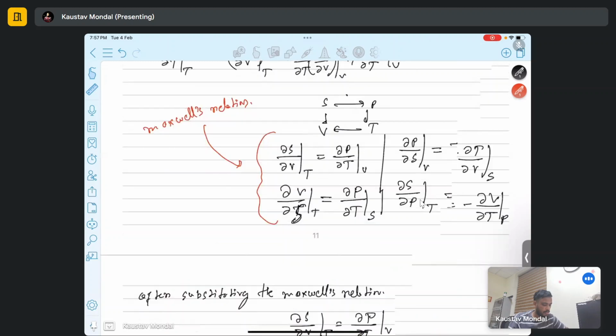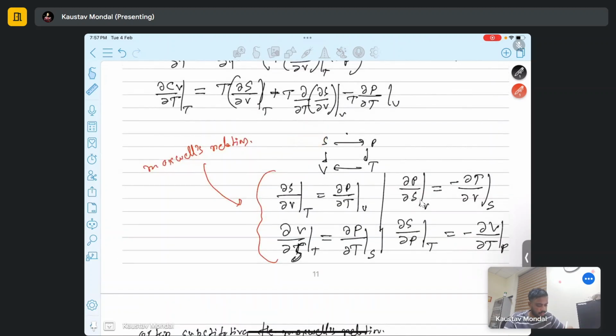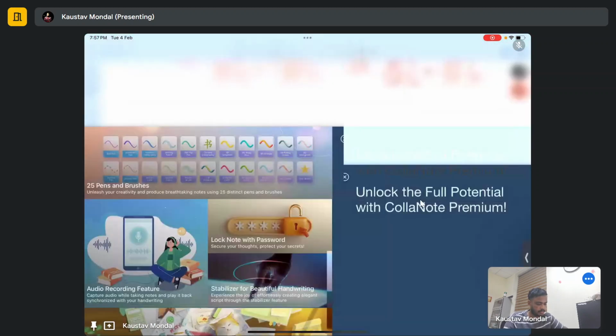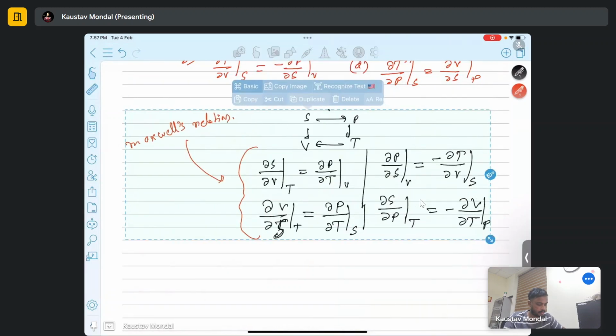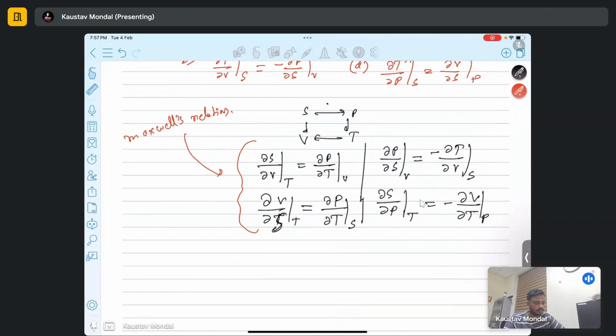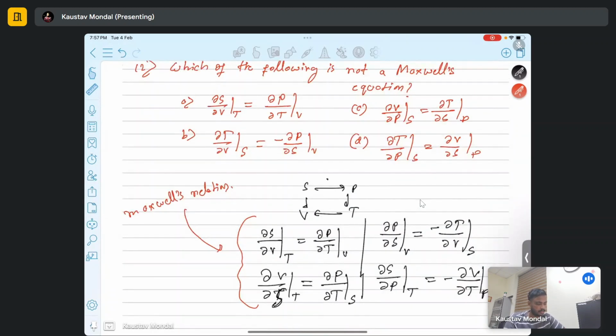Let me now copy this Maxwell relation to this page. Okay, so this is the Maxwell relation. Now if we see carefully, first is del S del V equal to del P del T. That is already here, right? So this is correct. Option B is del T del V at constant S equals del P del S at constant V. That is also there, right? So options A and B are both correct.